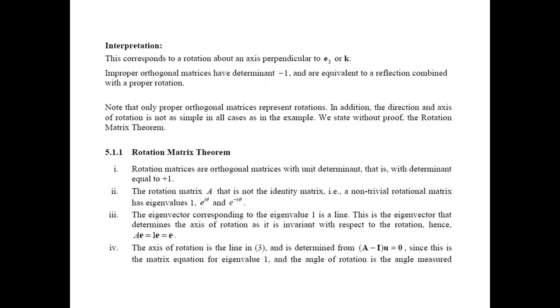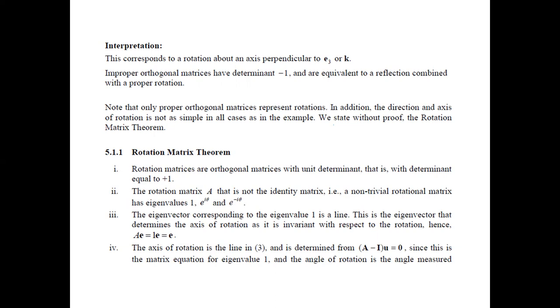Improper orthogonal matrices have determinant minus 1 and are equivalent to a reflection combined with a proper rotation. Note that only proper orthogonal matrices represent rotations. In addition, the direction and axis of rotation is not as simple in all cases as in the example we have seen. To state without proof is the rotation matrix theorem.